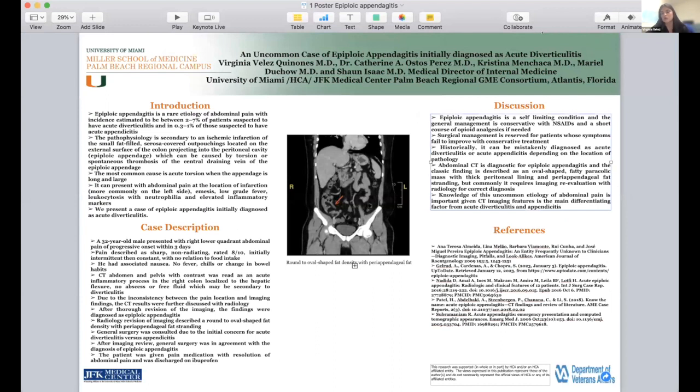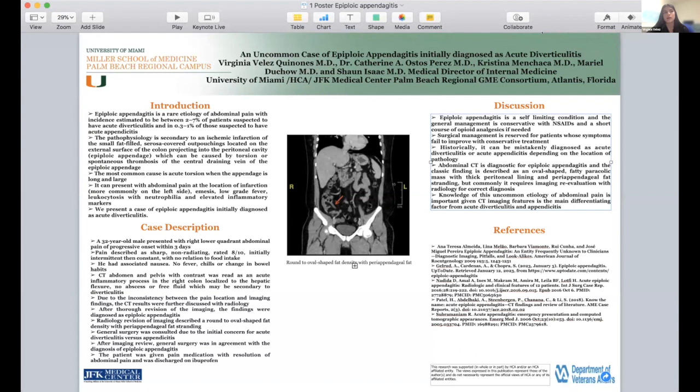What I learned from this is that it's a self-limiting condition. We treat it conservatively with NSAIDs. We can give opioids if needed, but per what I was able to research, the best treatment is being very conservative, because it will usually resolve on its own. They only do surgical management if conservative treatment does not improve it at all.